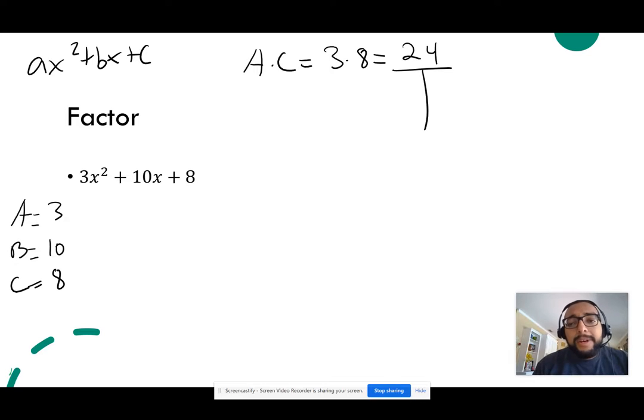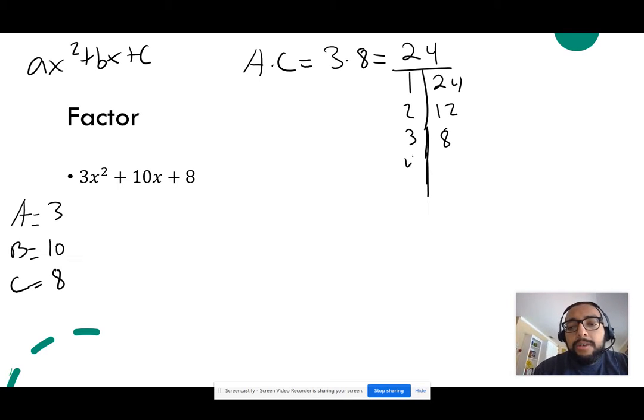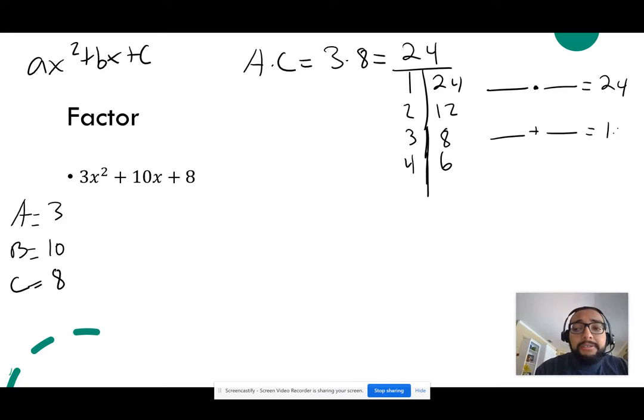Okay, that's 24. Well, two numbers that multiply to 24. We got 1 and 24, 2 and 12, 3 and 8, and 4 and 6. Wait, why are we doing this again? Because we want two numbers that when you multiply get you 24, but also when you add get you 10. And where am I getting 10 from? That is my b term. You can't see where I'm pointing. So look at all your pairs. We got here one pair that works, but I'm going to check them all just to be safe.